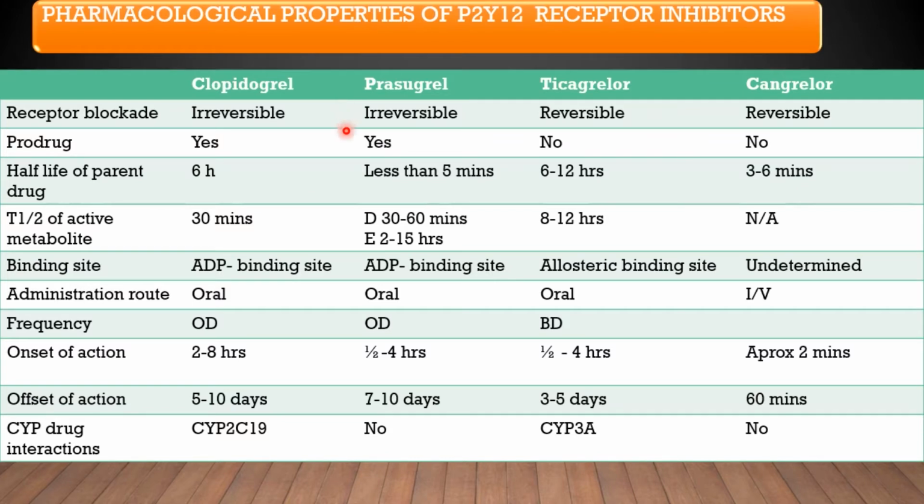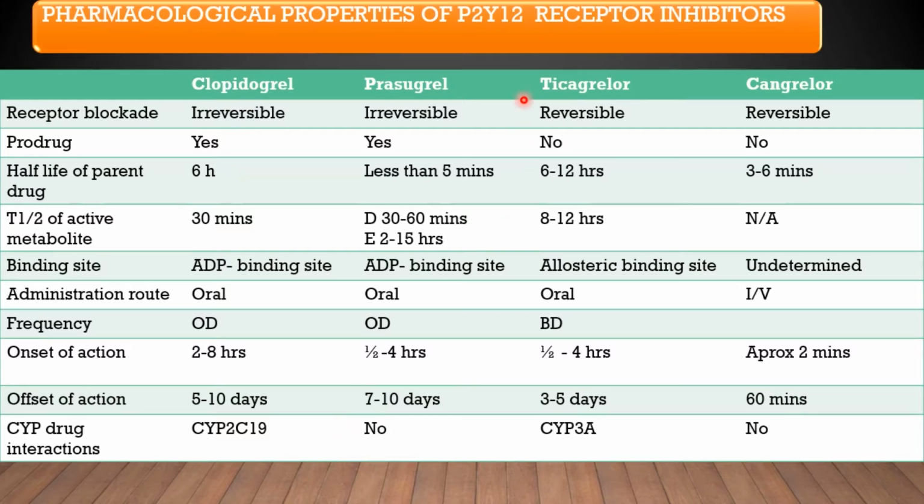Regarding prasugrel, it is also an irreversible receptor inhibitor. It is a prodrug, and the half-life of the parent drug is less than 5 minutes. Its distribution half-life is 30 to 60 minutes, and elimination half-life is 2 to 15 hours. It also binds to the ADP binding site. It is administered orally in an OD dose fashion, with an onset of action ranging between 30 minutes to 4 hours and offset of action 7 to 10 days. It has no cytochrome P450 drug interactions.